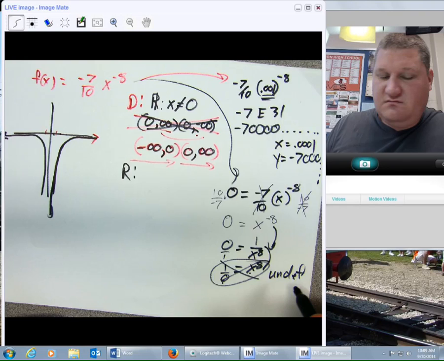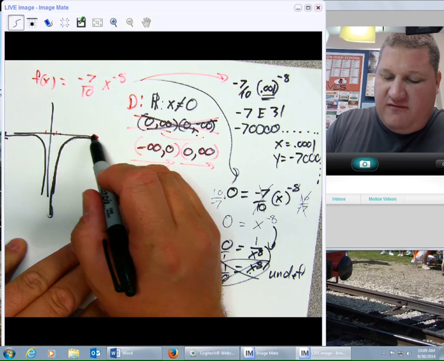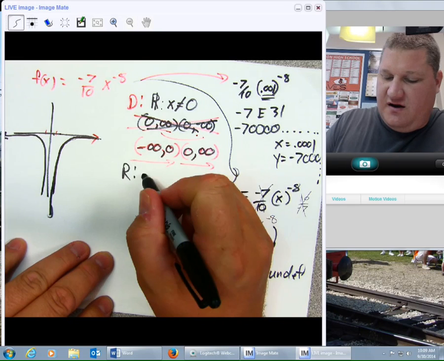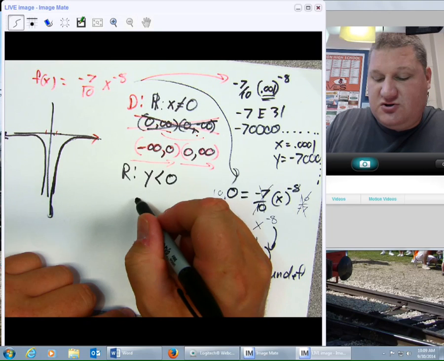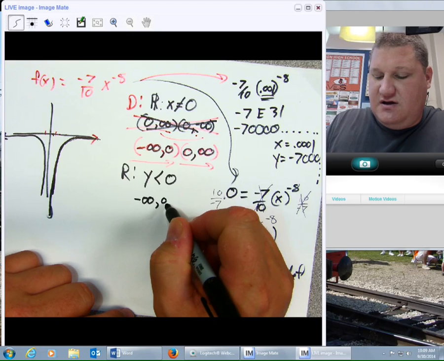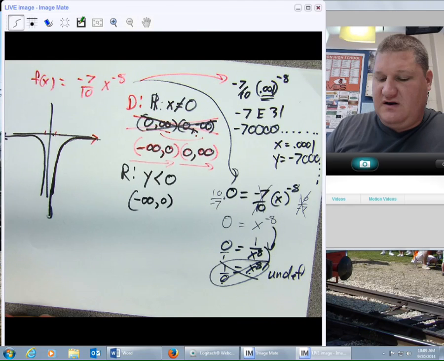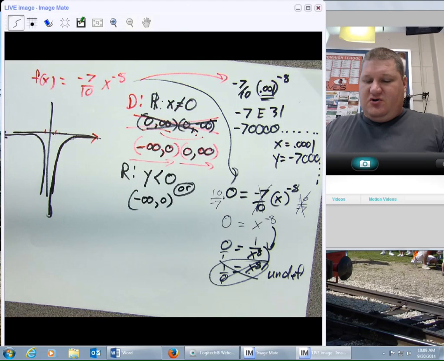So if I end up with x to the 8th equals 1 over 0, that is undefined. So according to my equation, even though my graph looks as if it may go up to 0, it's not going to make it. It is undefined. So I would say that y has to be less than 0. Or again, don't put negative infinity, comma, 0, comma, negative infinity. It's going to be negative infinity, comma, 0. So that's an option there. So make sure you write them correctly.